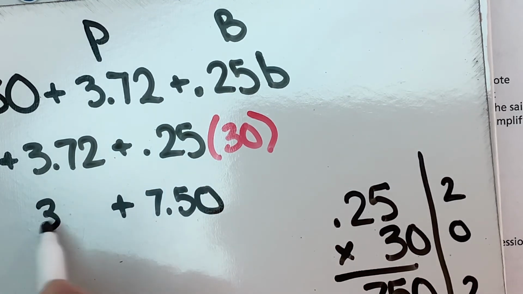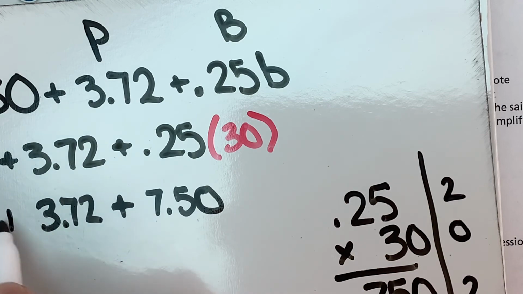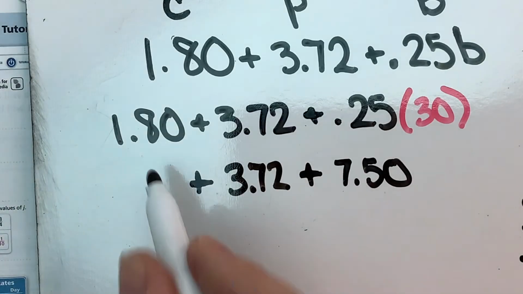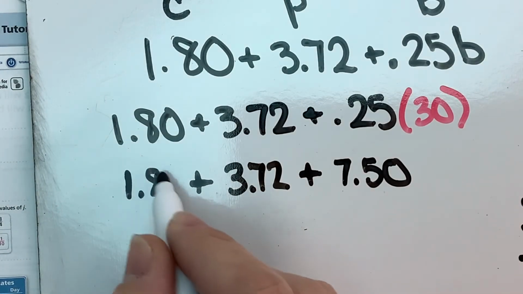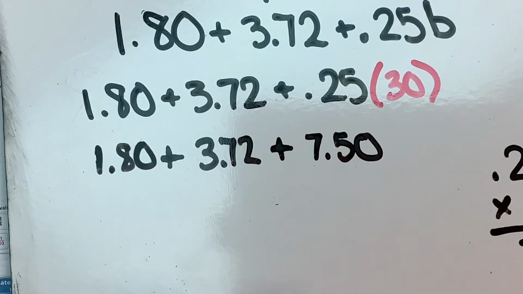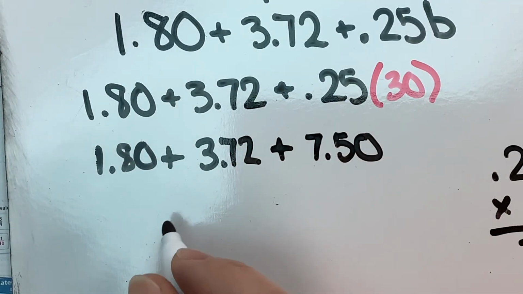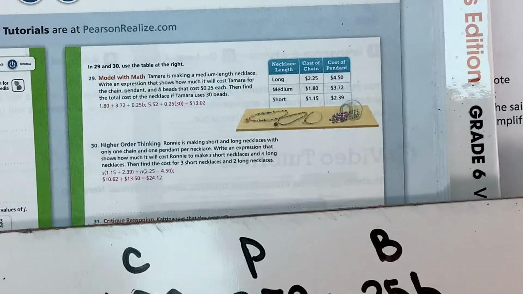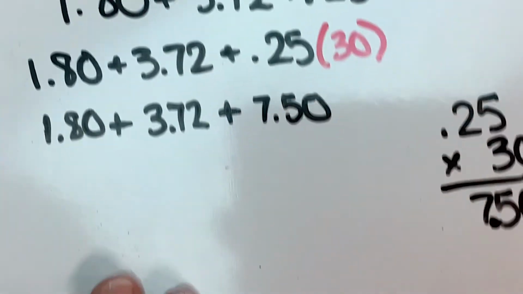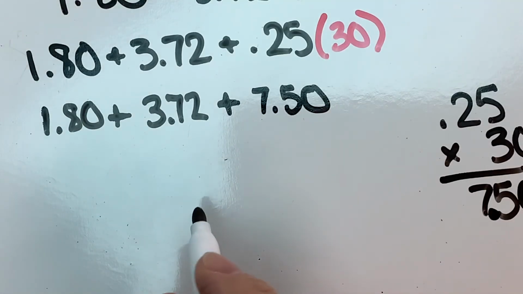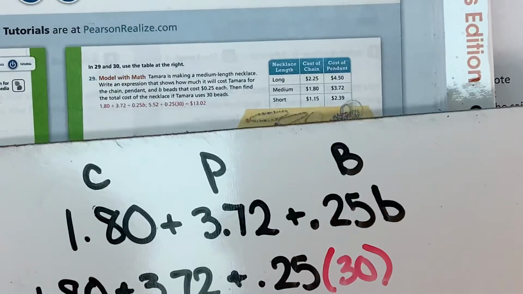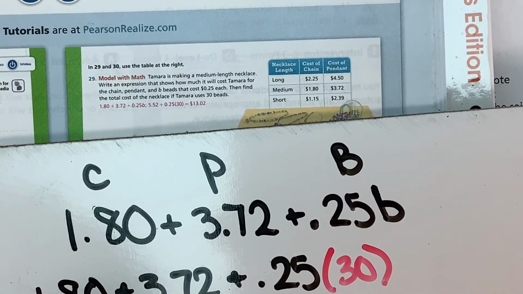Plus $3.72, plus $1.80. And then we're going to add these together. And when you add those together, I guess I'm going to have to work it out because I don't have it here. Oh, yes, there it is. It'll be $13.02.